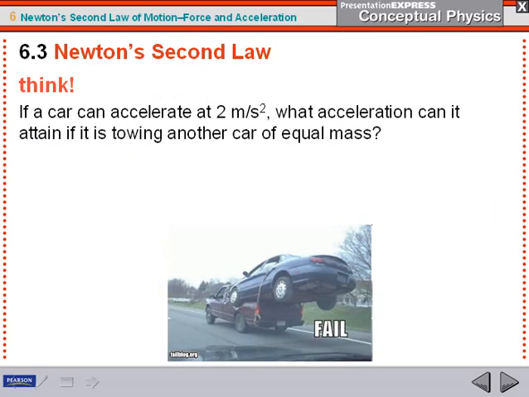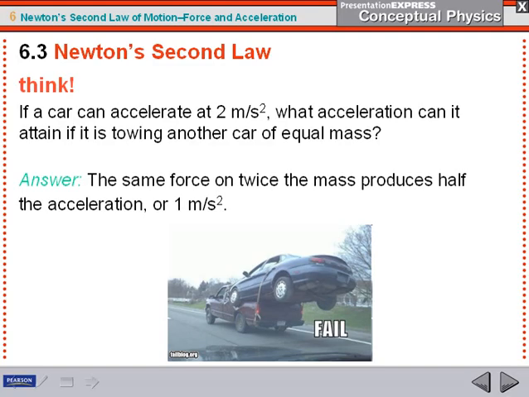So let's do a little math. The car can accelerate at 2 meters per second squared. What acceleration can it attain if it is towing another car of equal mass? Well, if you use the same force on twice the mass, you're going to have half the acceleration. So the correct answer would be 1 meter per second squared. So if 2 meters per second squared is equal to whatever the force is divided by whatever this mass is here, and if we double the mass here, we're left once again with 1 meter per second squared.